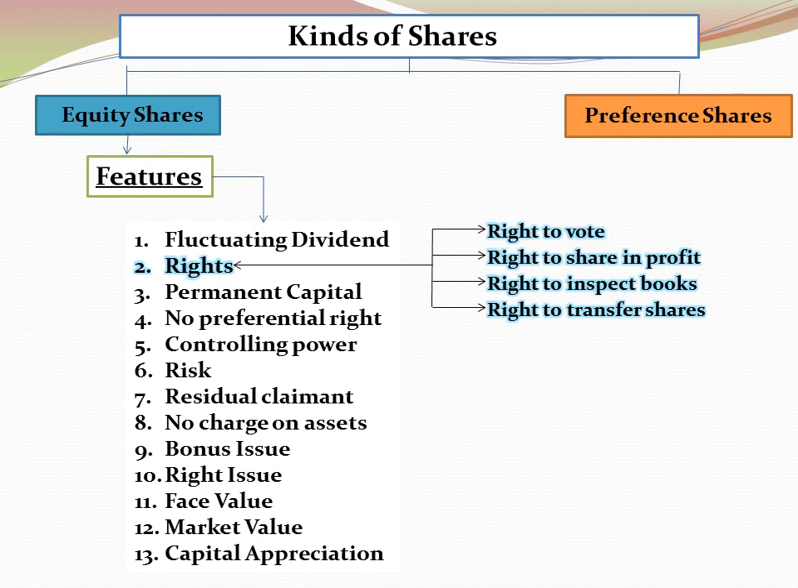Next, no charge on assets. Equity shareholders generally do not get any security over the assets, which means no charge on the assets. Next, bonus issue. Bonus shares are issued to the equity shareholders as a gift, free of cost, only to the existing equity shareholders, out of the accumulated profits of the company and in proportion to the holding of the equity shares.